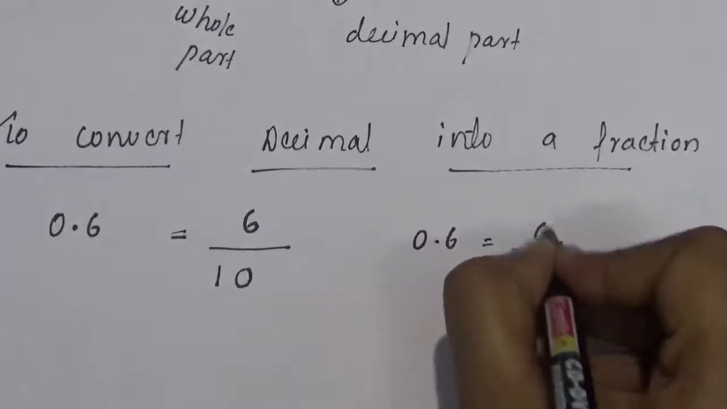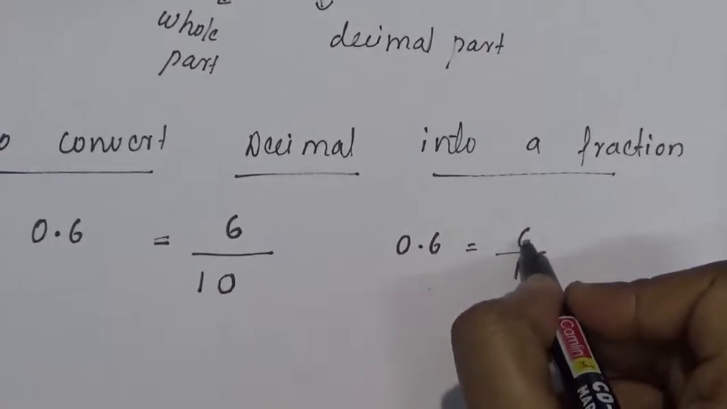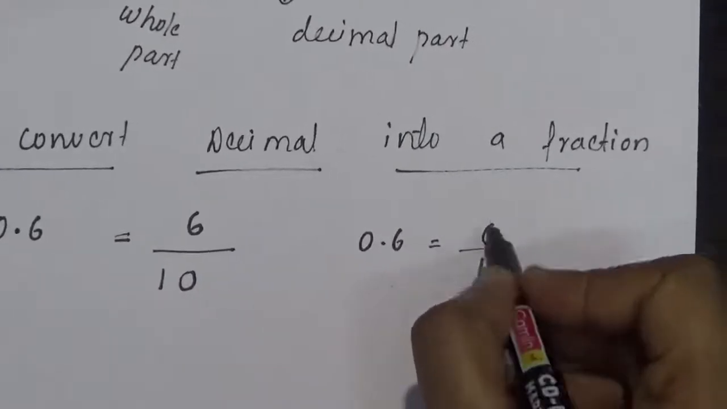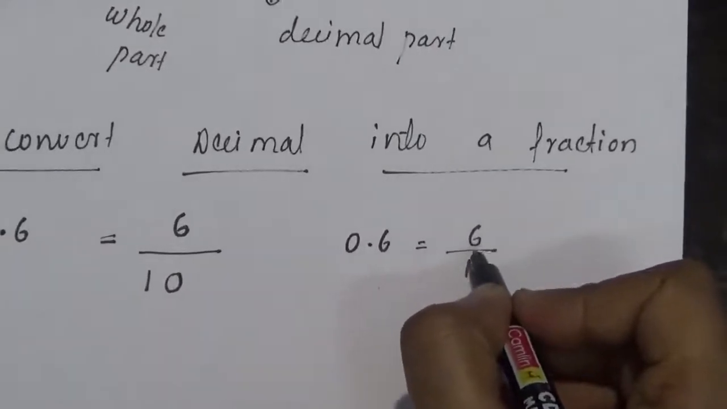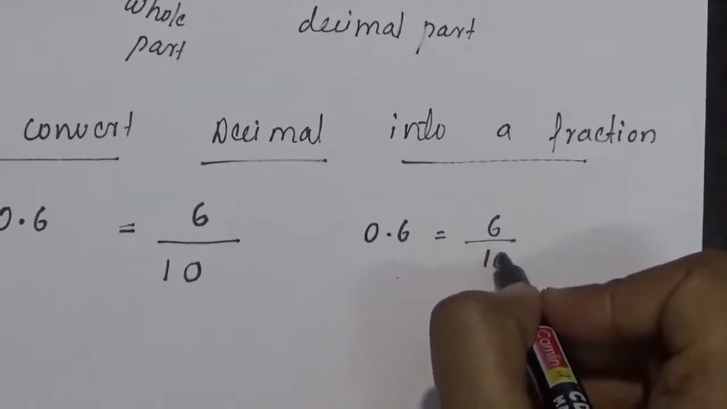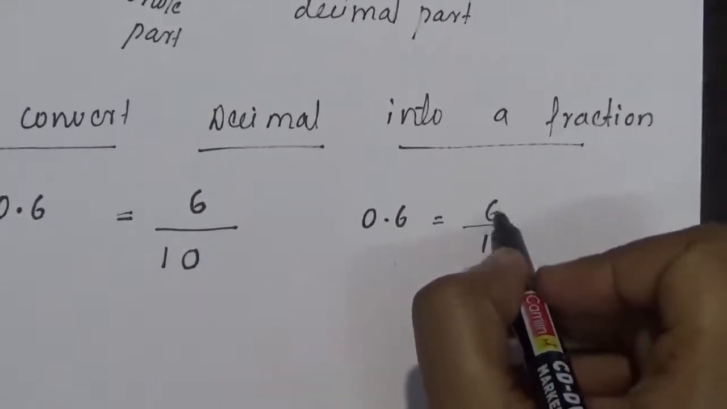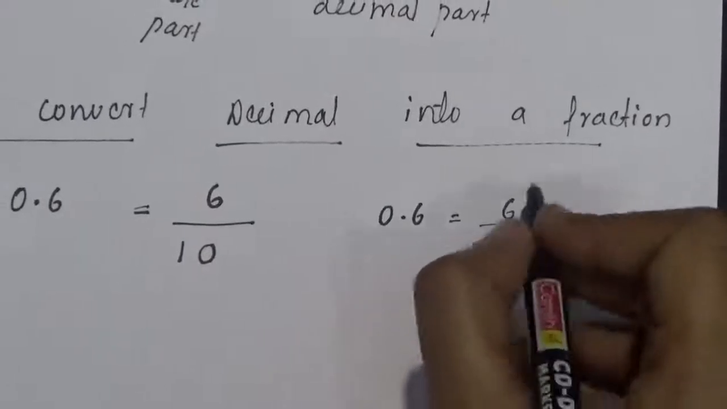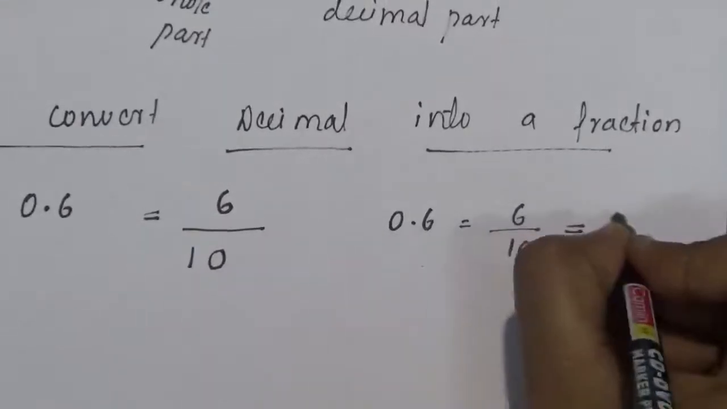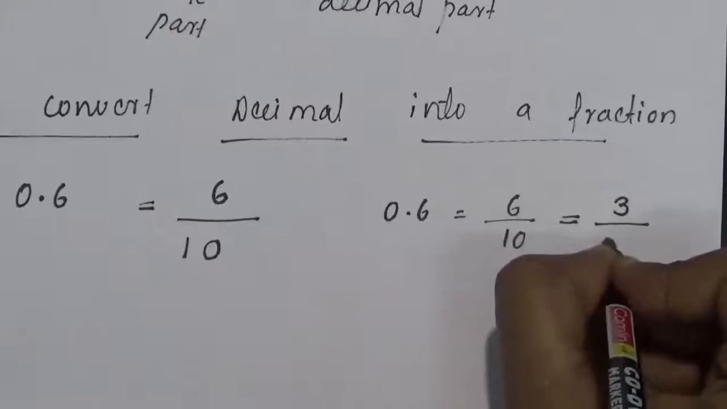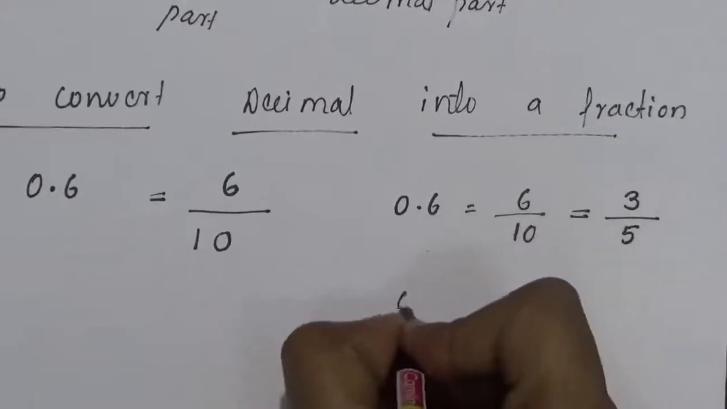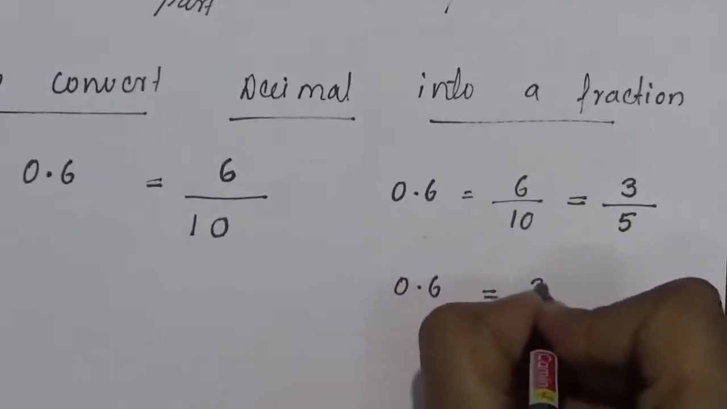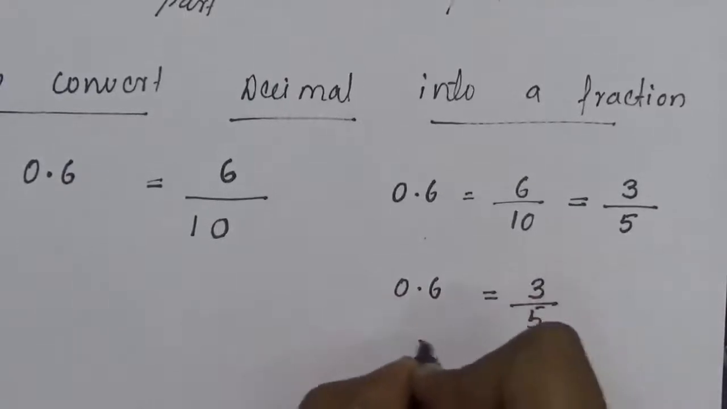This can be simplified because 6 and 10 are both in the multiplication table of 2. That means 6 and 10 have 2 as a common factor. So let's divide 6 and 10 by 2. What do you get? 6 by 2 is 3, 10 by 2 is 5. So 0.6 is equal to 3 by 5 in fraction form.